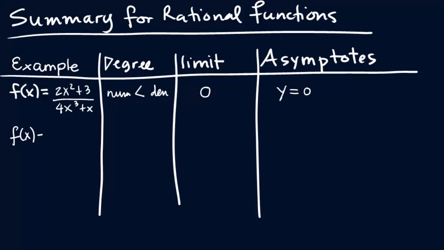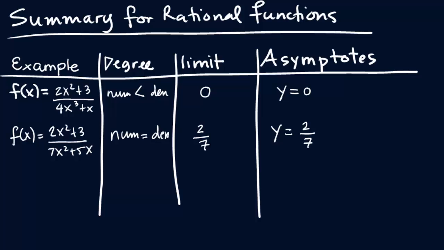Say f of x is equal to 2x squared plus 3 divided by 7x squared plus 5x. So we'll check the degree of the leading coefficient of both the top and the bottom, and we see that for this case they're equal. So when the degree of the numerator is equal to the degree of the denominator, we just take the ratio of the leading coefficients, the coefficients of the leading term, so it's equal to 2 over 7. And that corresponds to your asymptote y is equal to 2 over 7.